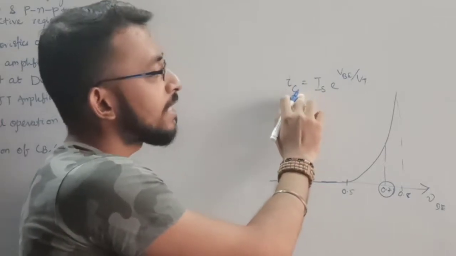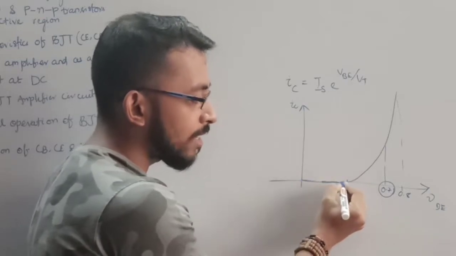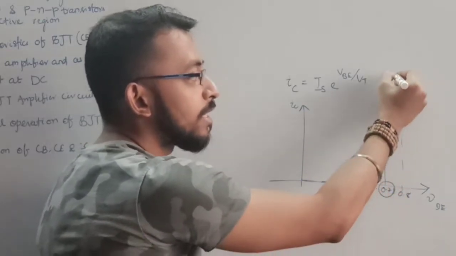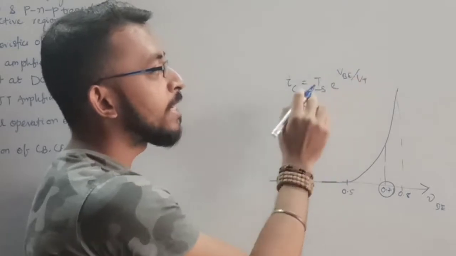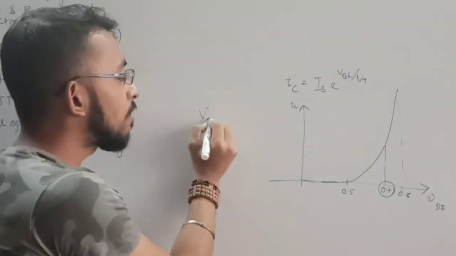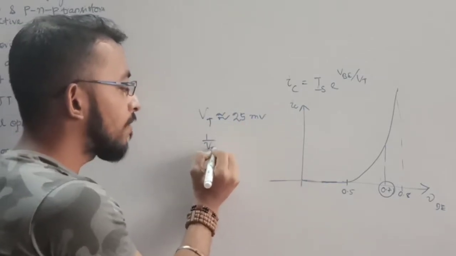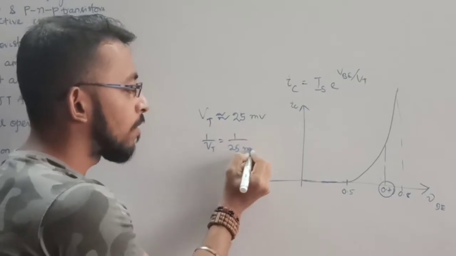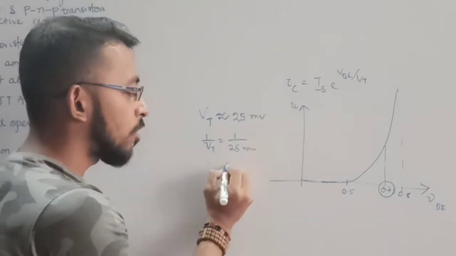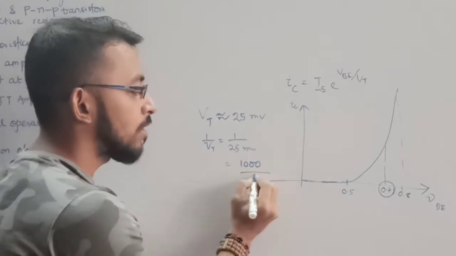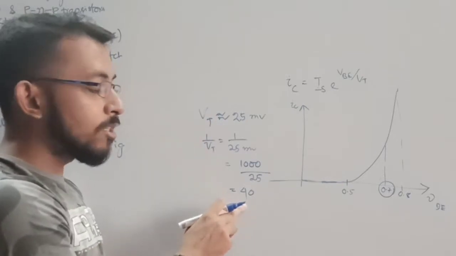Here you see, up to this point my graph is almost a straight line, and after a certain value it increases rapidly. This is because of the 1 by Vt term present in the exponential. What is the value of Vt? At room temperature our Vt is 25 millivolt. So 1 by Vt is 1 by 25 millivolt. Millivolt means 10 to the minus 3, which moves to the numerator and becomes 10 to the 3, so it is 1000 upon 25. The value becomes 40. So 1 by Vt is nothing but 40.